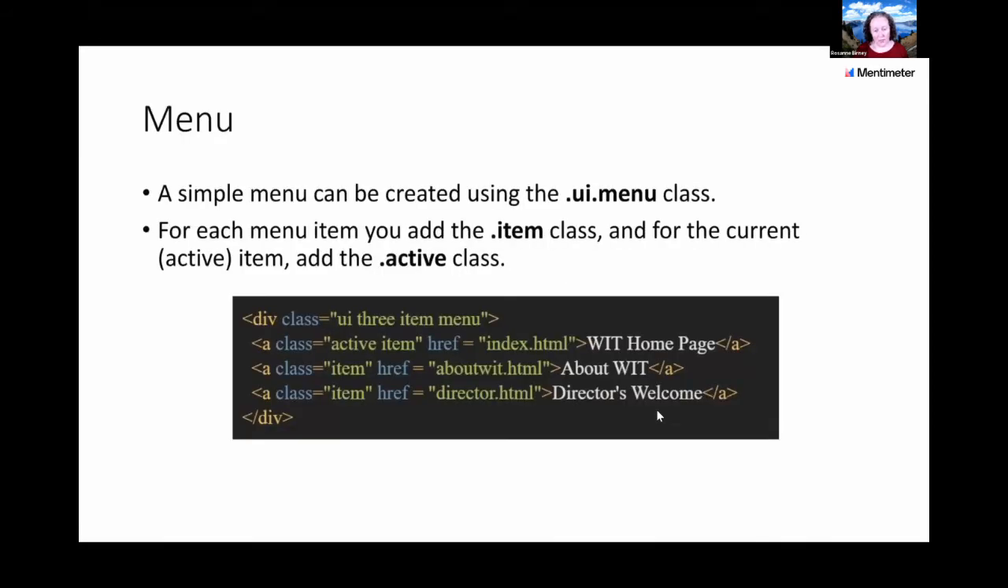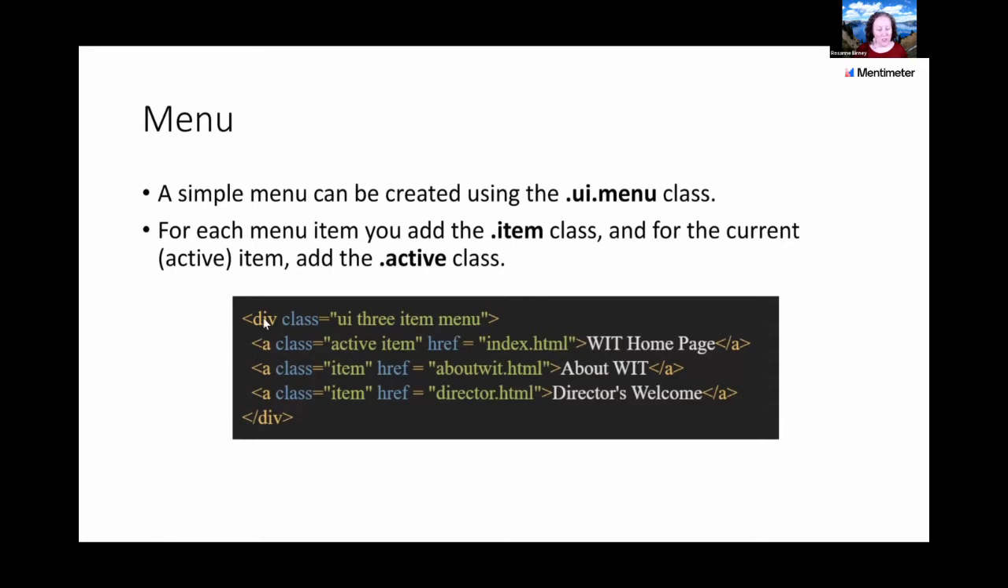A simple menu can be created in Semantic UI using the .ui.menu class. You can see here, this particular menu is just a basic 3-item menu. And like you might guess, you can have as many items as you want. If you wanted a 5-item menu, it would be UI 5-item menu instead. Here we have this applied onto a div that's surrounding 3 different links.